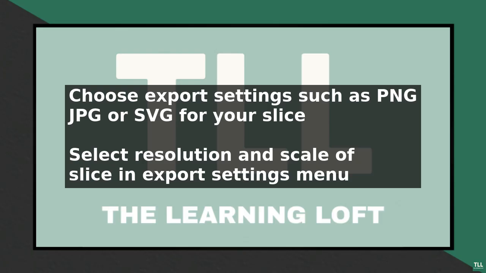You can choose to export your slice as a PNG, JPG, or SVG. To access the export settings, right-click on the slice and select Export. In the export settings, you can also choose the resolution and scale of your slice.